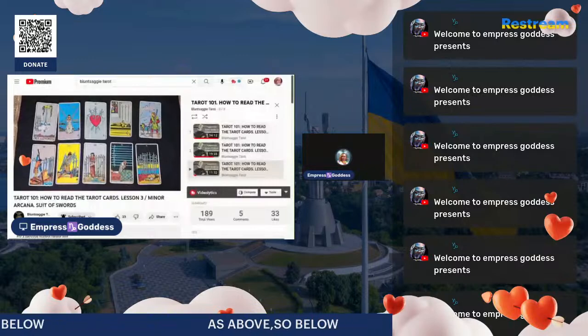So that's the suit of swords. Again, the swords are about our thoughts. They're about what's going on in our minds, and clarity and or confusion. But it really is about mostly our thoughts and communication. So that is the suit of swords.